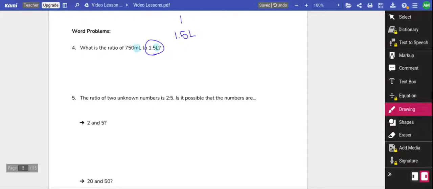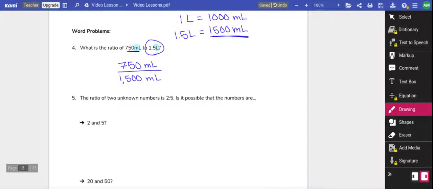I'm going to use the fact that 1 liter is 1,000 milliliters to help me. So if 1 liter is 1,000 milliliters, then 1.5 liters should be 1,500 milliliters. Now I can more accurately compare them. I can compare milliliters to milliliters. So I'm going to show 750 milliliters compares to 1,500.